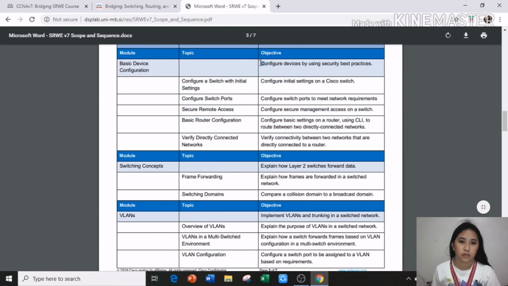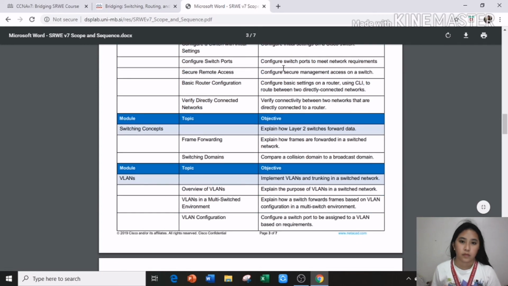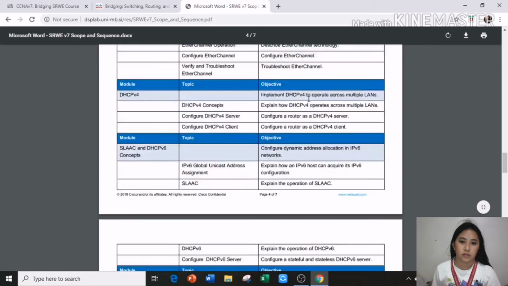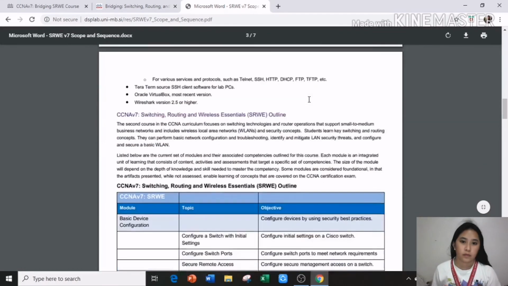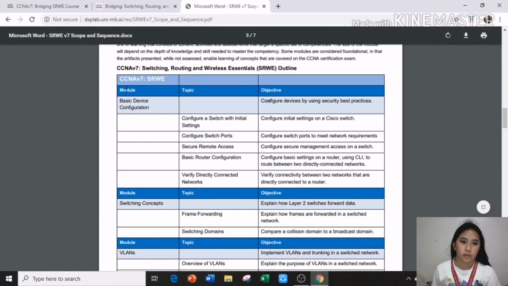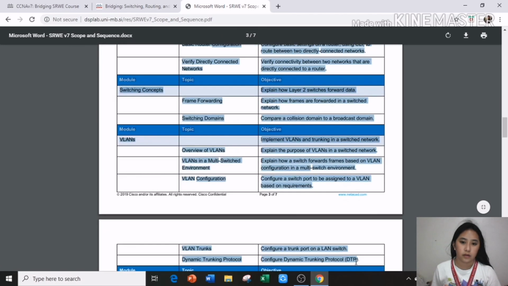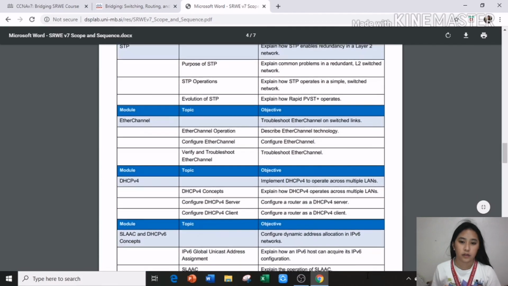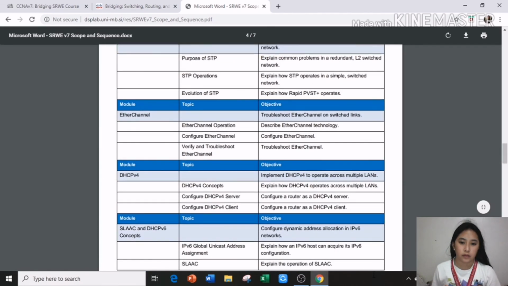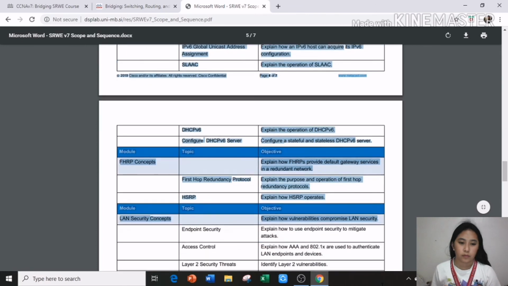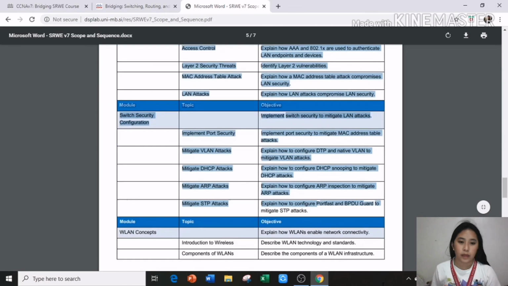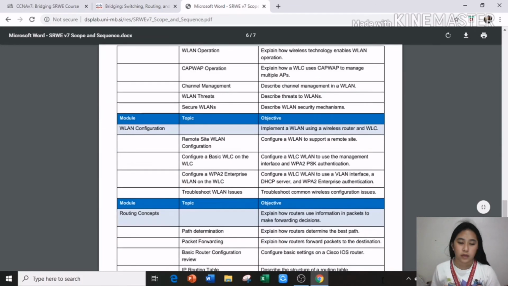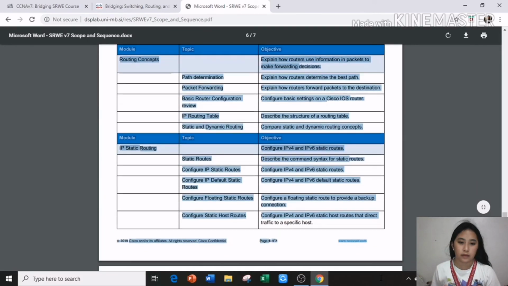Objectives, from here to here. These are all important for you to be able to know about CCNAv7.